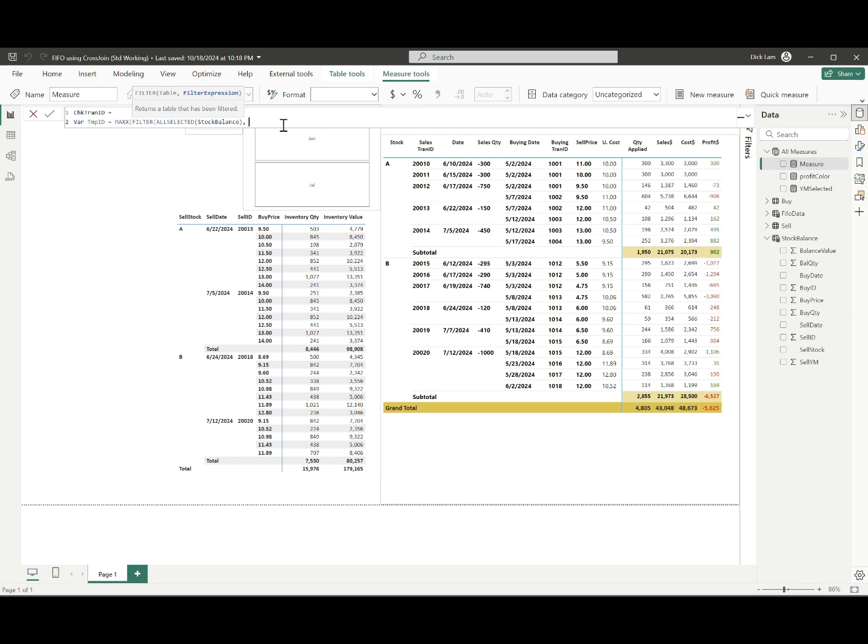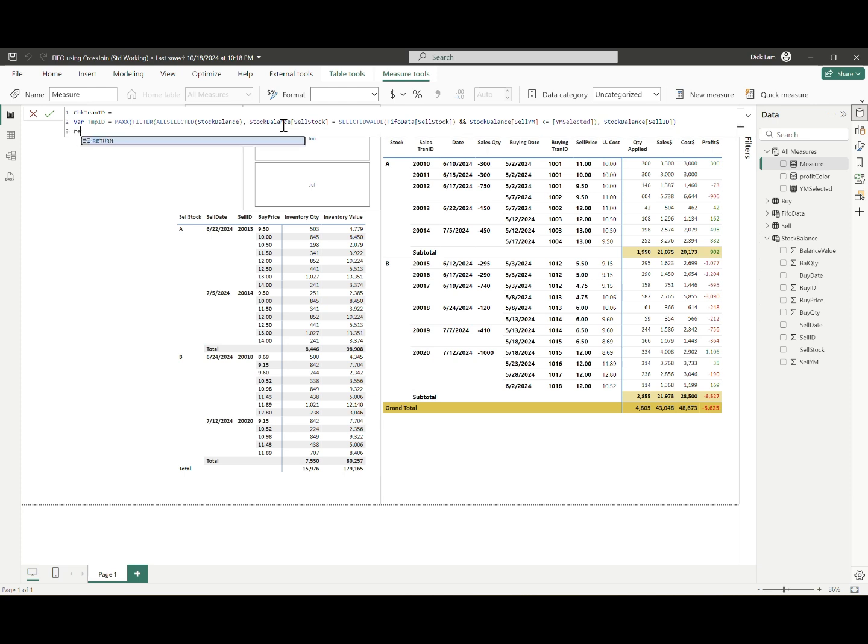All right. And then sell stock equal to the selected sell stock. Okay. And sell YM equal to the YM selected. Not equal to, is equal or less than. All right. It cannot be greater than. Okay. And then we are going to search the max sell ID.